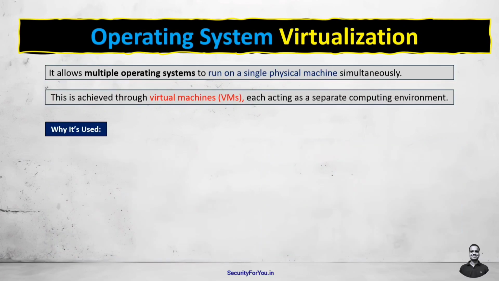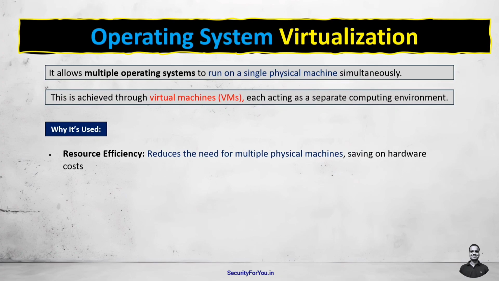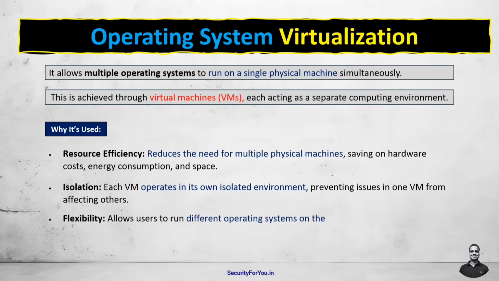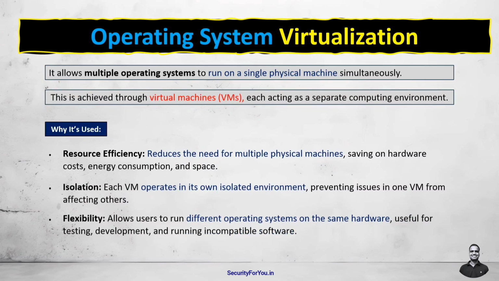Why operating system virtualization is used? Resource efficiency reduces the need for multiple physical machines, saving on hardware cost, energy consumption, and space. Provides isolation. Each virtual machine operates in its own isolated environment, preventing issues in one from affecting others, right? It offers flexibility, which allows users to run different operating systems on the same hardware, useful for testing, development, and running incompatible softwares.